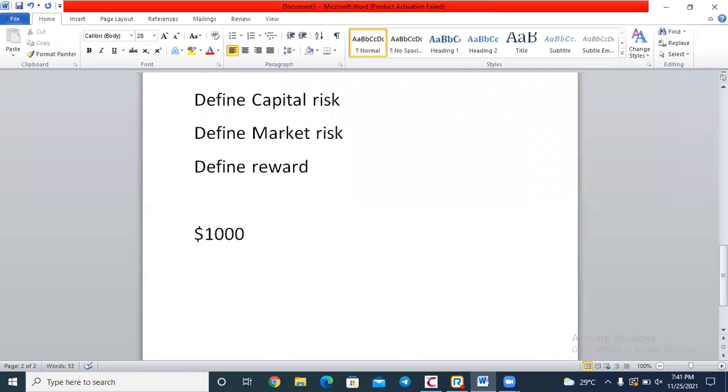Now define the capital risk, and that should be in percentage. What percentage of your capital do you want to risk on every trade you execute in the market? You are advised not to risk more than 2% on every trade. You can risk more than that, but you are advised not to. On one of my accounts, my risk is like 8 to 10% on every trade, and I'm able to double the account in the space of 3-4 weeks.